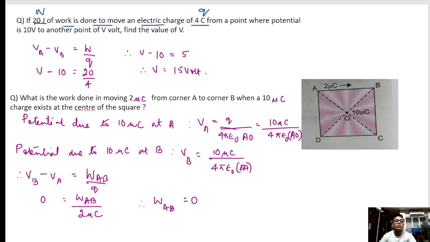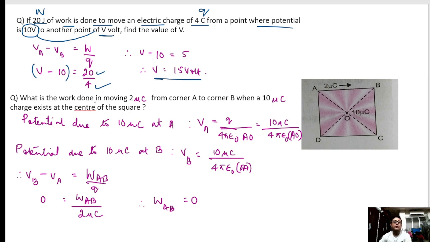If 20 joules of work is done to move an electric charge of 4 coulomb, this is Q, this is W, and I am moving from a potential of 10 volt to another V volt. So what is the difference of the potential? The difference of the potential is V minus 10, because this is a higher potential. So V minus 10 is the difference of potential, which is W by Q. So we can find out V.